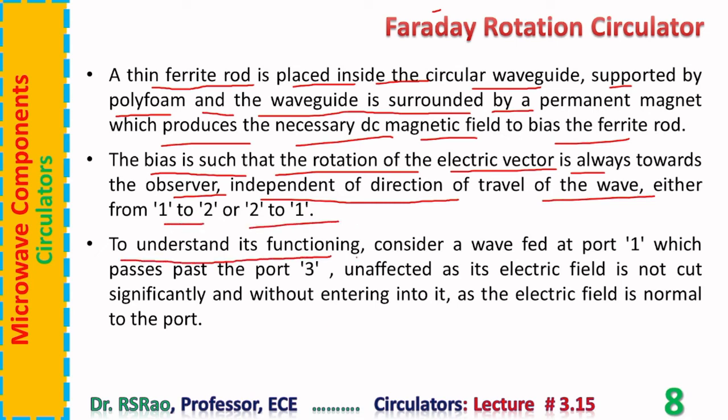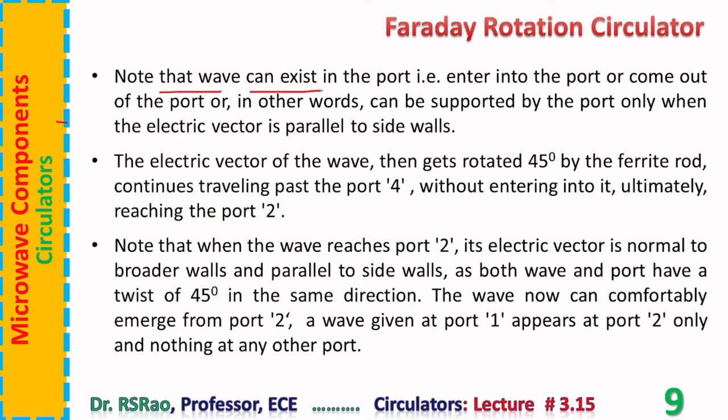To understand its functioning, consider a wave fed at port 1, which passes port 3 unaffected, as its electric field is not cut significantly, and without entering into it, as the electric field is normal to the port. Note that a wave can exist in the port, enter into the port or come out of the port, or in other words, can be supported by the port only when the electric vector is parallel to the side walls. This is what we are terming compatibility between the structure of the guide and the structure of the wave.